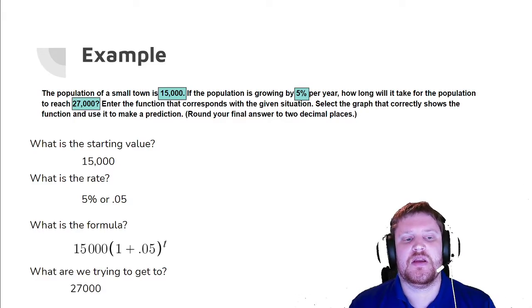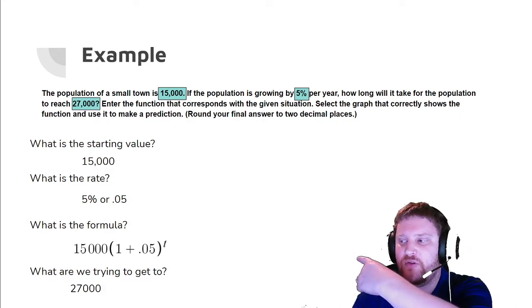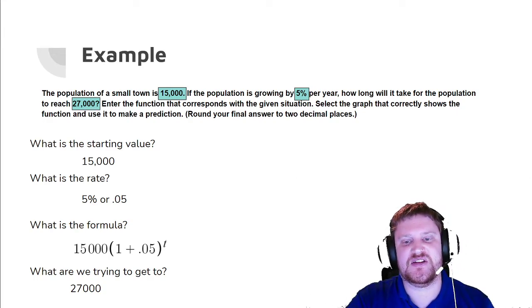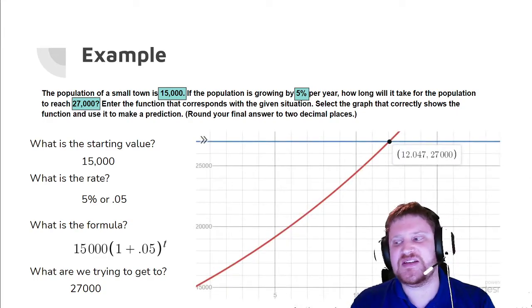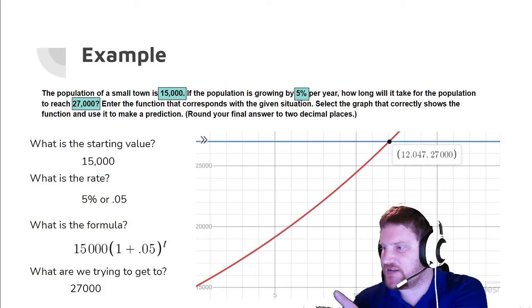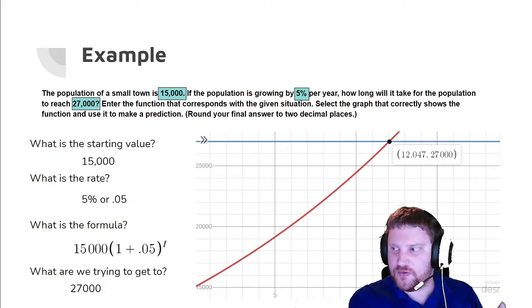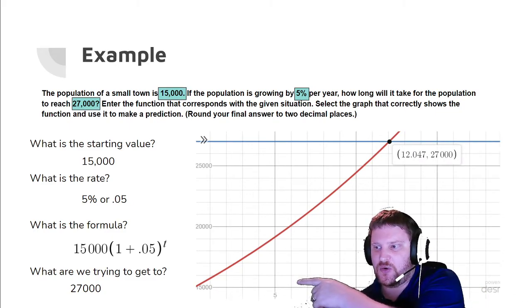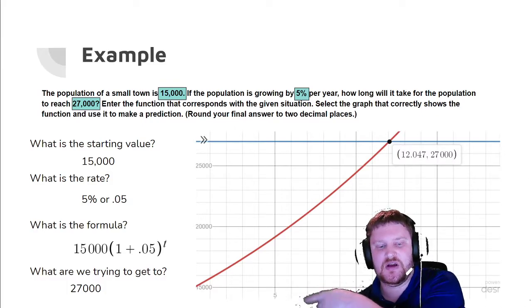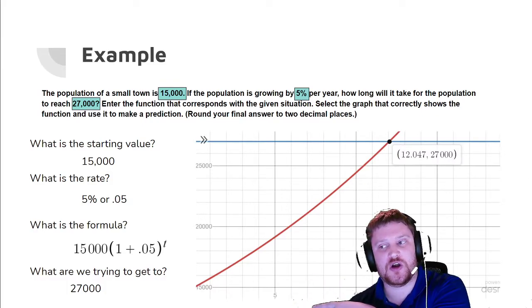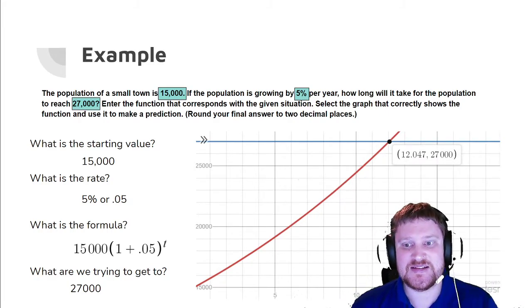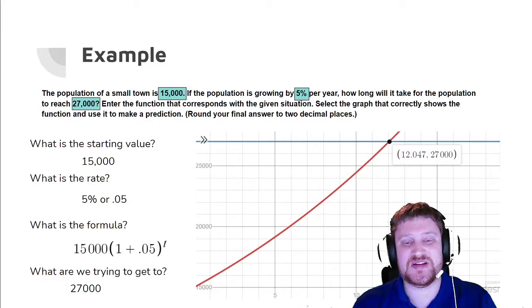So, here's what we're going to do. We're going to graph the formula. 15,000 times 1 plus 0.05 raised to the t. Notice my scale. On the x-axis, I'm actually only going from about 5 to about 20. But look at my y-axis over here. This thing's going from 15,000, I chose that number because they told me that's where it was starting, all the way up to 30,000 at the top. Since they told me I was trying to reach 27,000, I chose 30,000 as a good go-between.